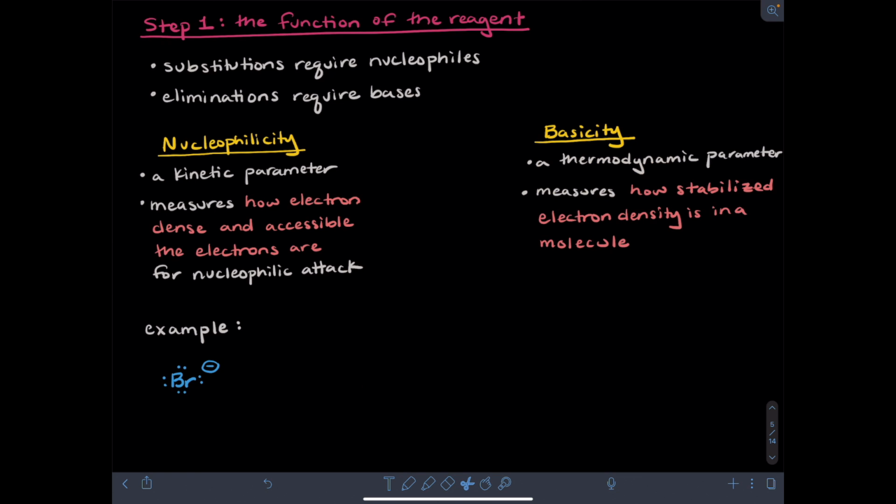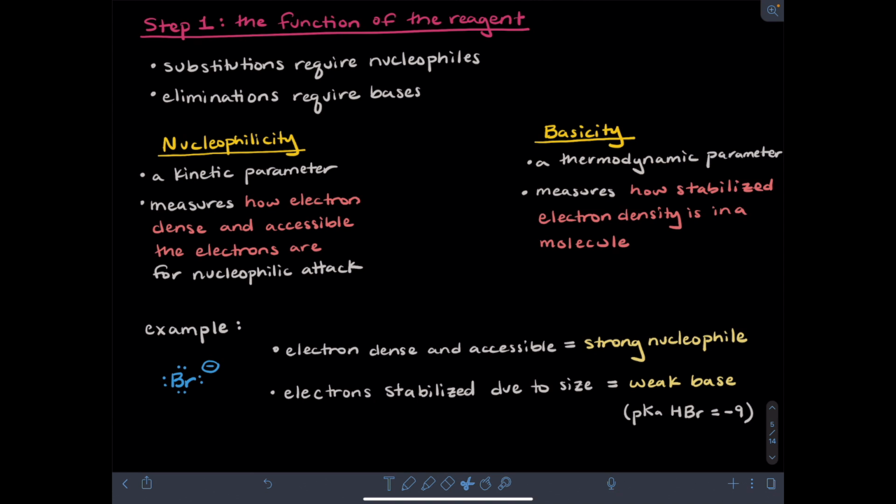As an example, let's consider the bromide anion. Bromide is electron dense, and these electrons are readily accessible to be donated to form a new bond to an electrophile. So bromide is considered a strong nucleophile. If we're looking at basicity, though, the electron density of bromide is spread out over a large volume because bromide is large, so bromide is considered a weak base.